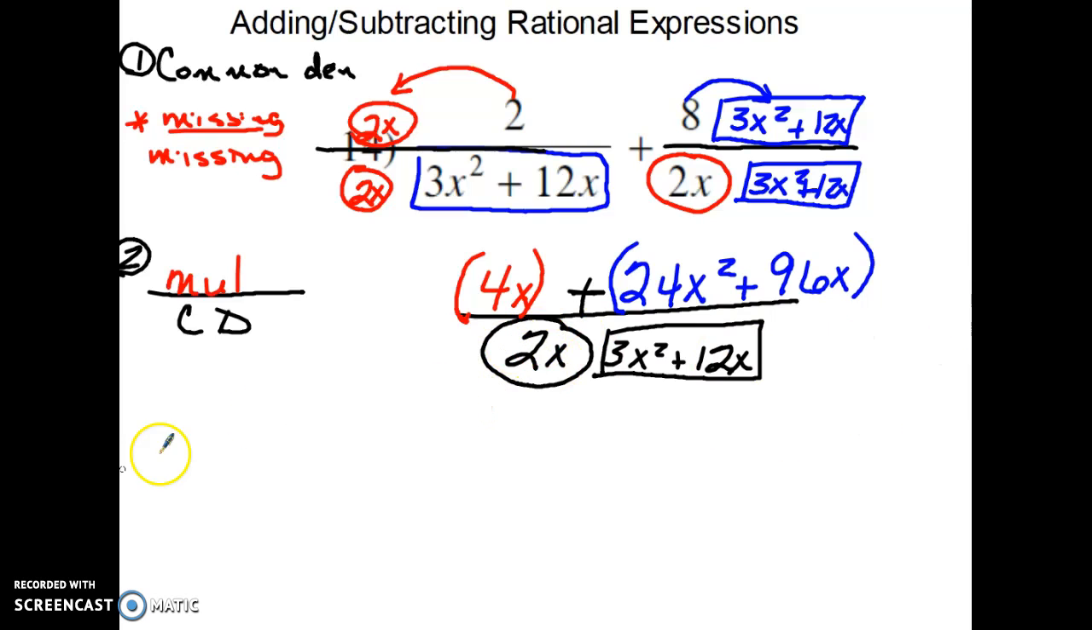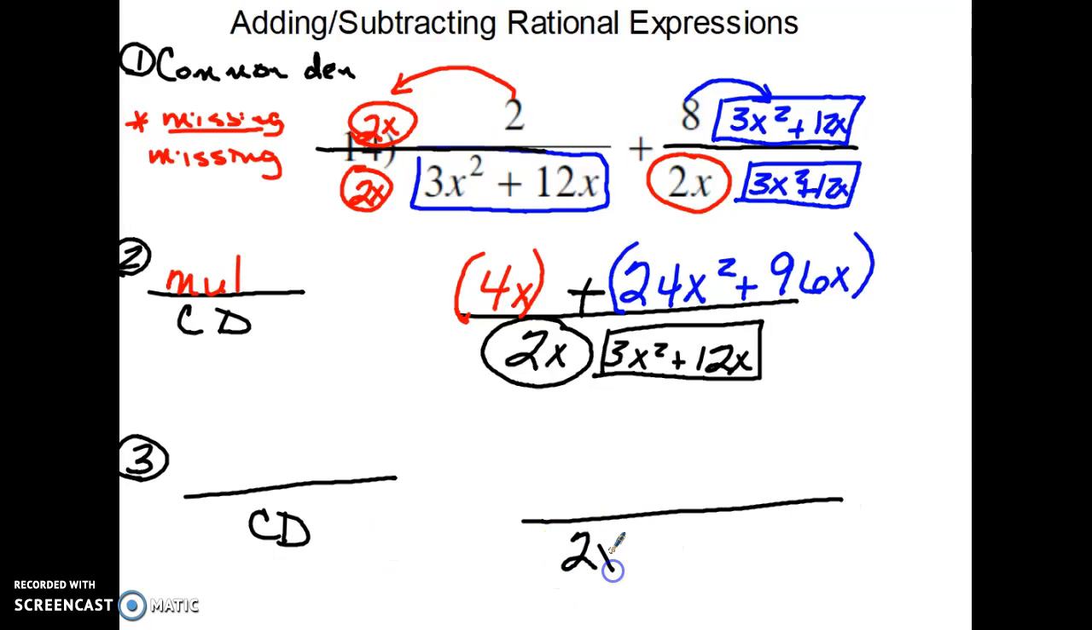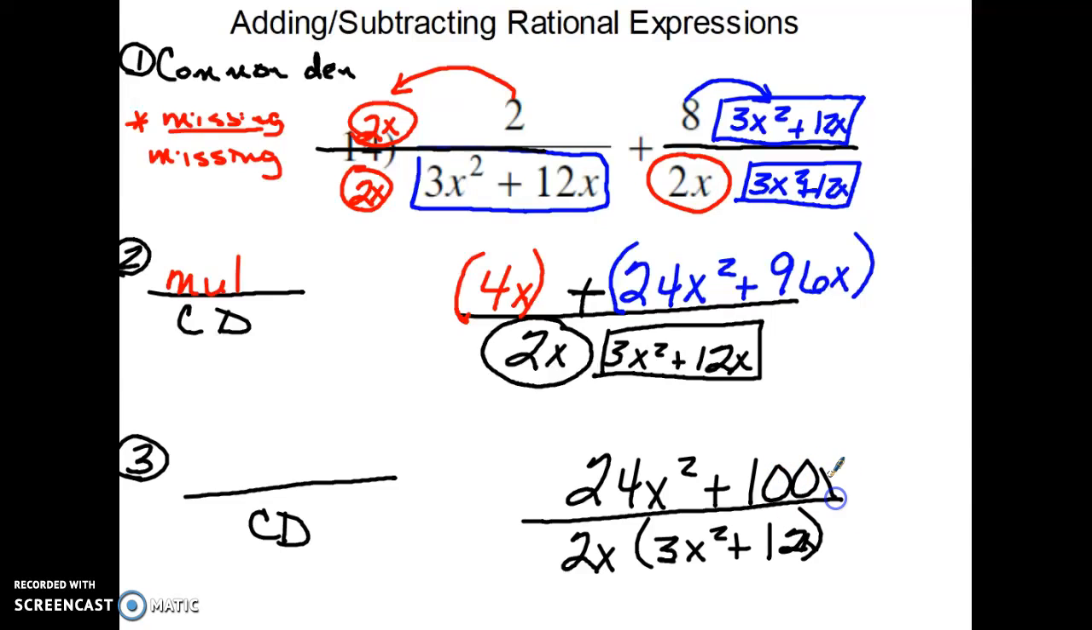So, to finish up my problem, step 3, I'm going to write my common denominator, which is 2x times 3x squared plus 12x. Oops, there's my x. And in the numerator, I need to add anything that I can. I put my x squareds first. I have a 24x squared. Then with my x's, I have 4x and I have a 96x. That's going to give me 100x.